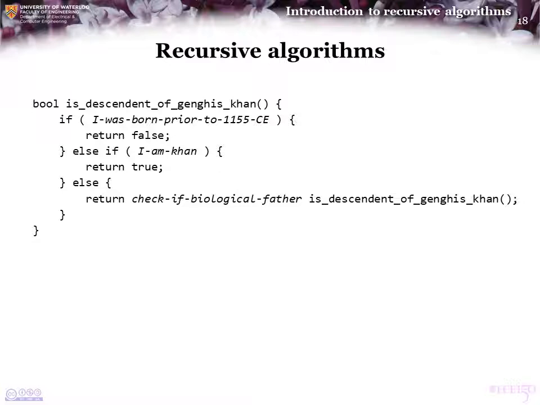The recursive case is to check if the biological father is a descendant of Genghis Khan. Alright, now however we implement that may be a problem, but at least this gives you the approach. We have the base case, the first two, and the recursive case, which is the alternative clause.